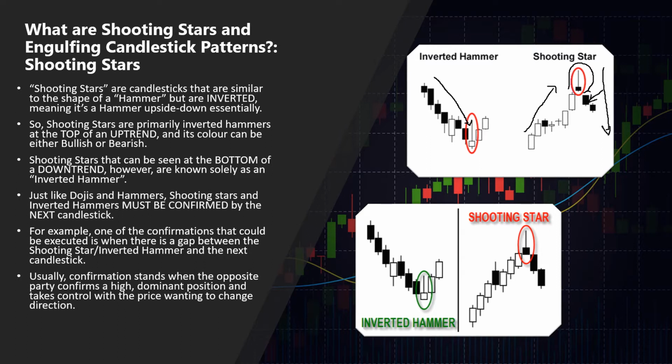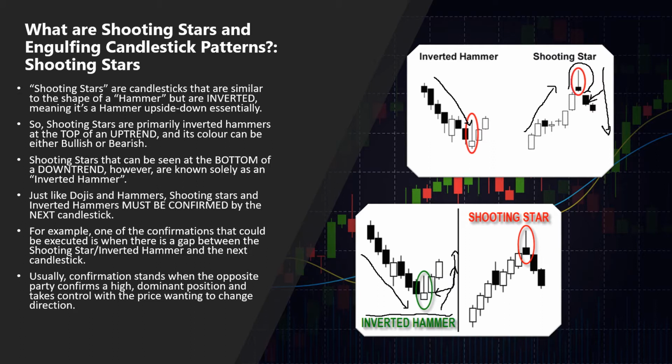See here, the bottom picture, inverted hammer. This is an inverted hammer with a green circle at the end of the downtrend. Then this signals that the market is about to change direction from downtrend to an uptrend. As you can see, the following candlestick, this is the first one, that's the confirmation. Then you enter the trade to go long or to buy.